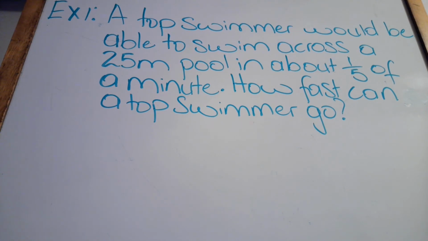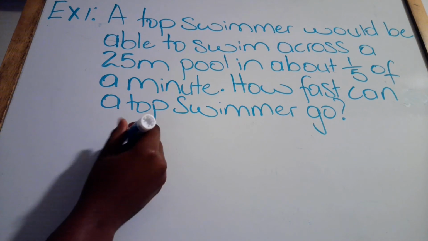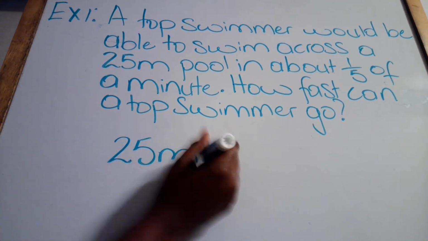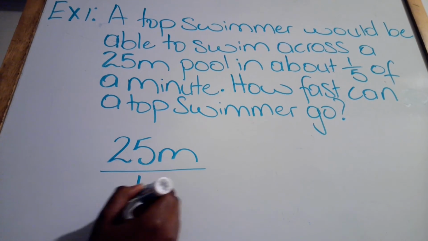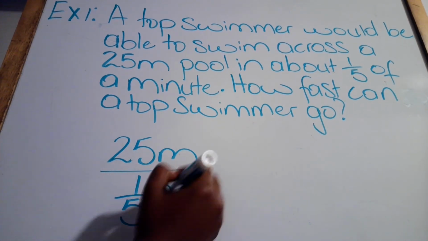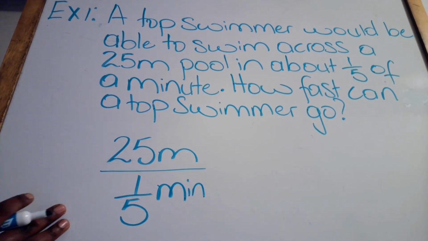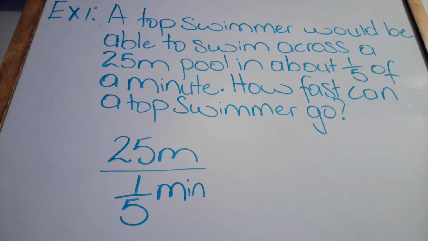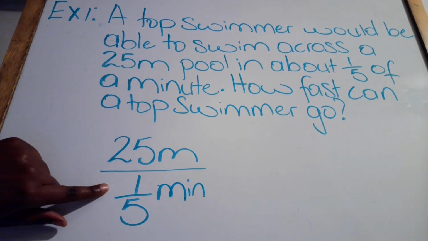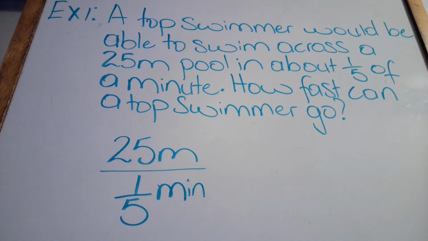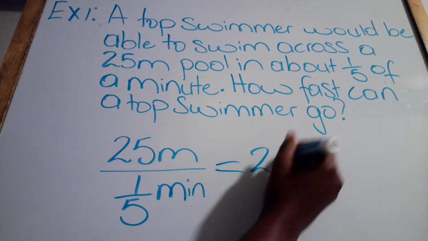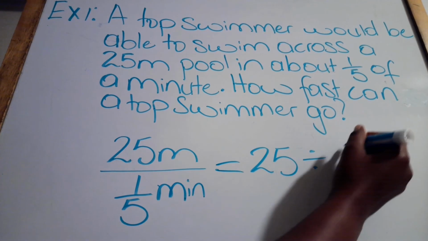So anyone that we want to find the per for or 1 of, that is the one that goes in the denominator. So 25 meters would go in the numerator and 1/5 would go in the denominator. What is this fraction telling us? This is a complex fraction that we have here. This fraction is saying 25 meters divided by 1/5 of a minute. So it says 25 divided by 1/5.